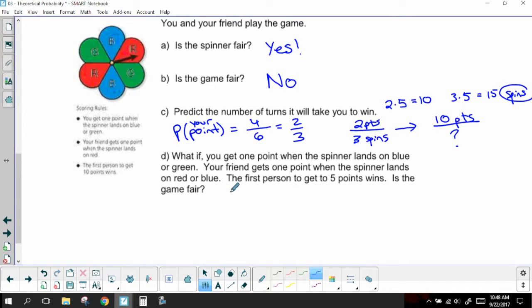What if you get 1 point when it lands on blue or green? Your friend gets a point when it lands on red or blue. The first person to 5 points wins. Is that fair? Yes. You each have a 2/3 chance of getting a point.